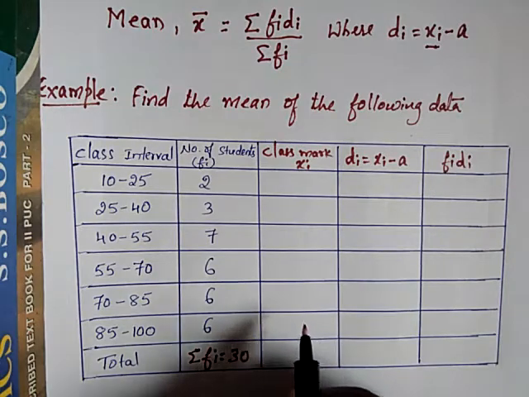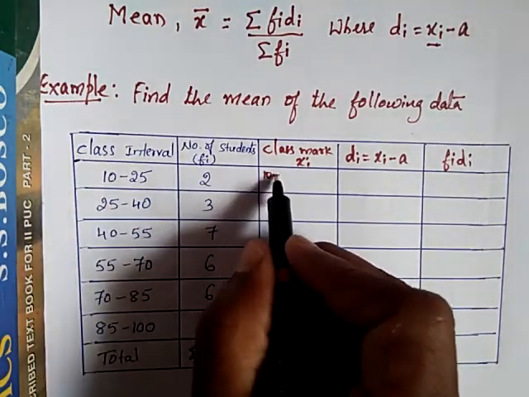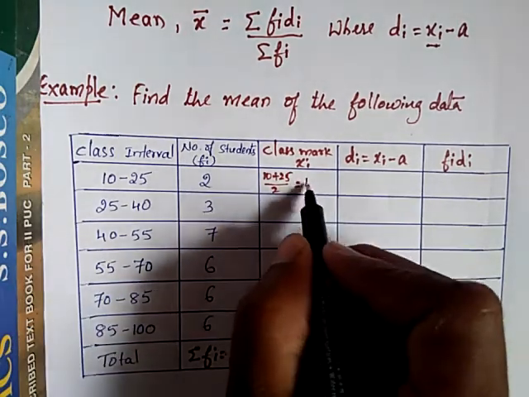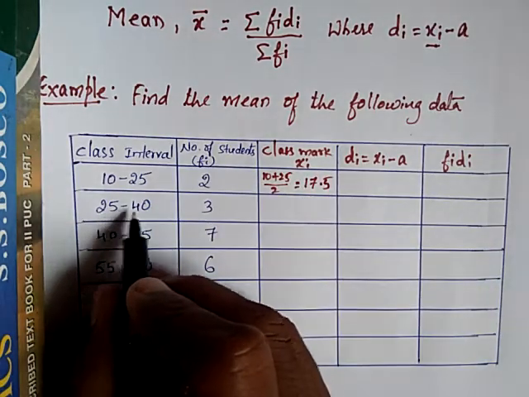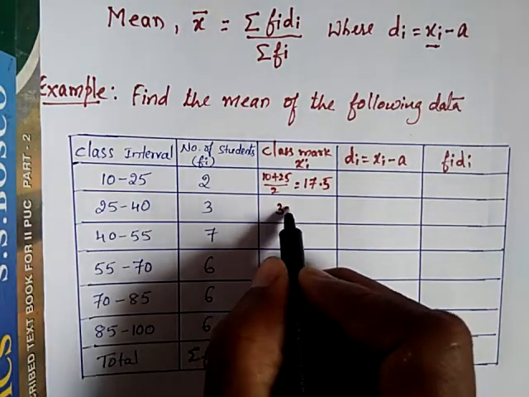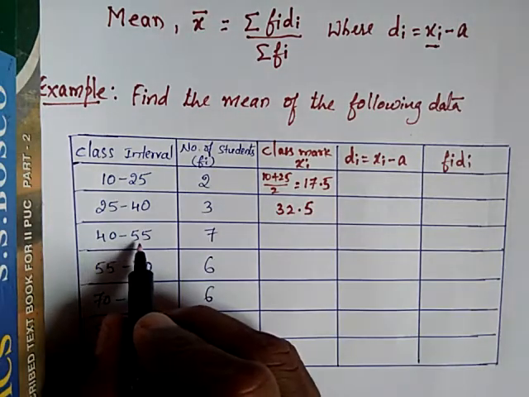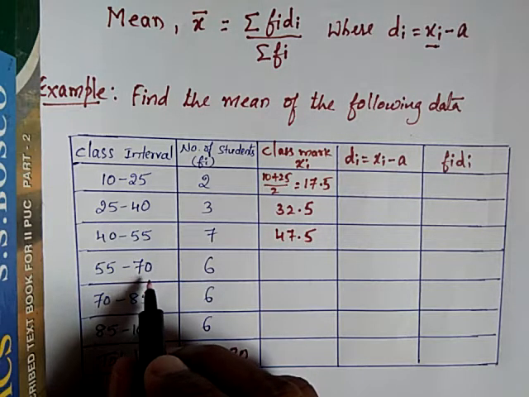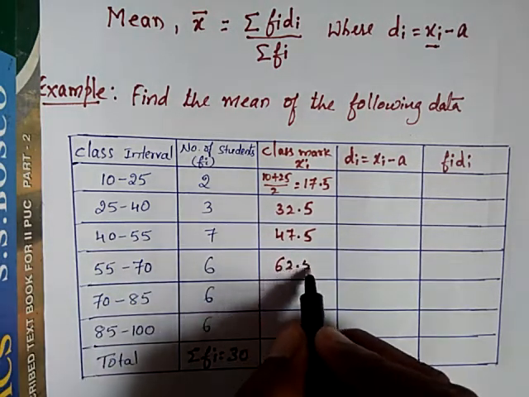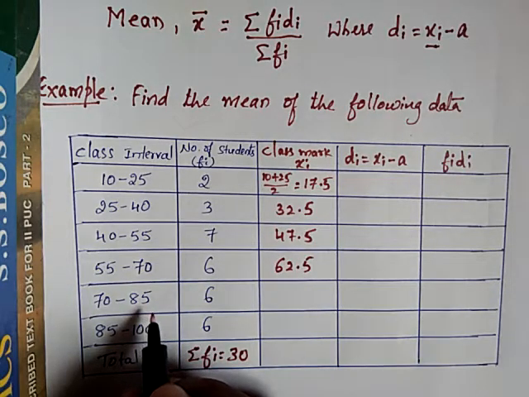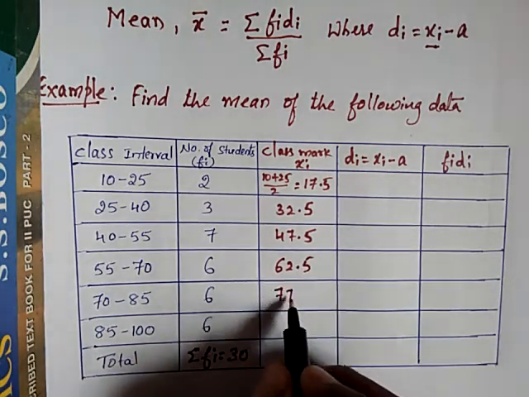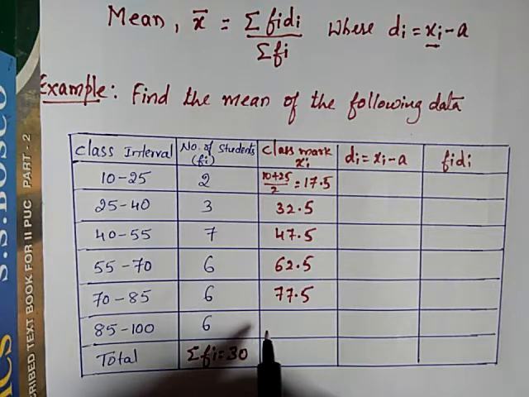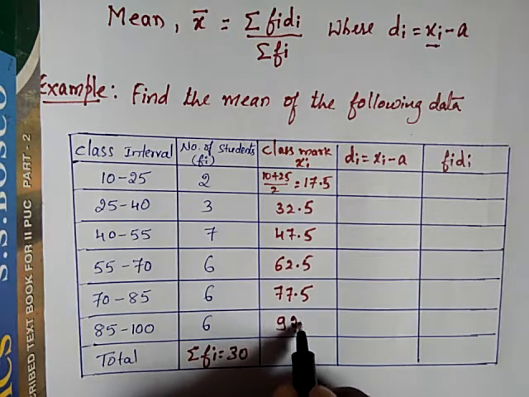So the class mark will be 10 plus 25 divided by 2, which is 17.5. Similarly 25 plus 40 divided by 2 is 32.5. Next is 40 plus 55 divided by 2, which is 47.5. Next 55 plus 70 divided by 2 is 62.5. Next 70 plus 85 divided by 2 is 77.5. Next, 85 plus 100 divided by 2 is 92.5.